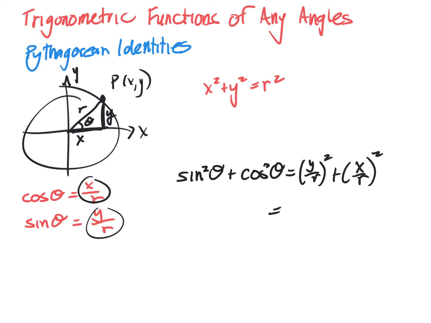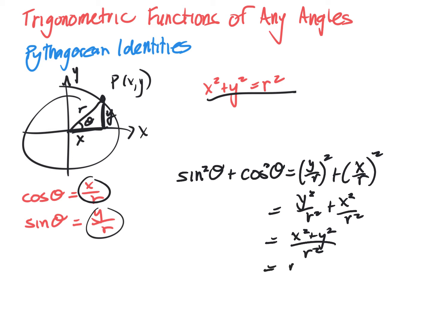So let me do a little simplifying. So we get y squared over r squared plus x squared over r squared. I'll combine this into one fraction and I'll write it as x squared plus y squared over r squared. I just prefer writing x before y. But addition, x squared plus y squared, is the same as y squared plus x squared. Now we have x squared plus y squared in our numerator. But from the Pythagorean theorem, we said x squared plus y squared was r squared. So this is r squared divided by r squared, which is 1.